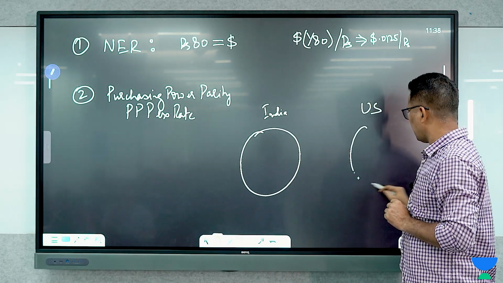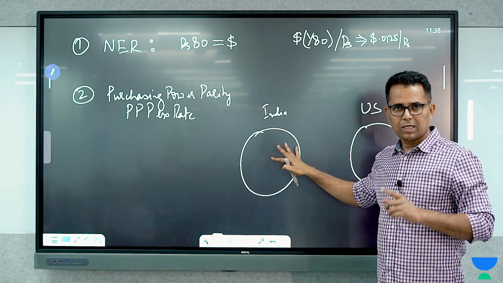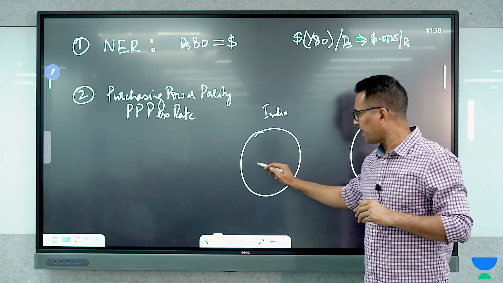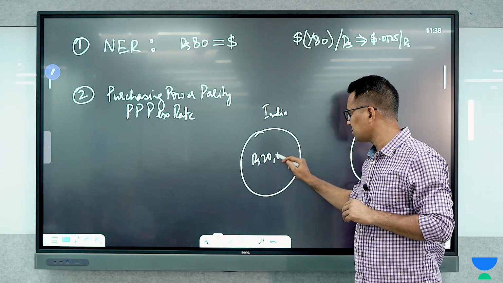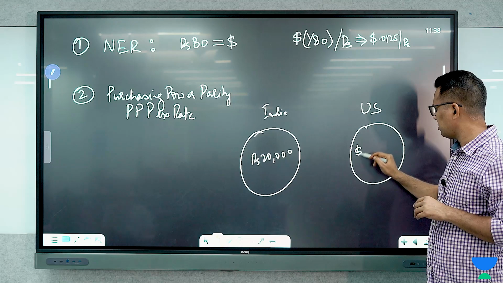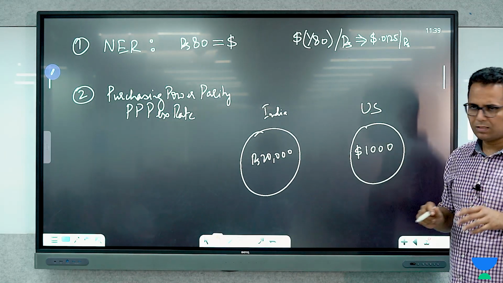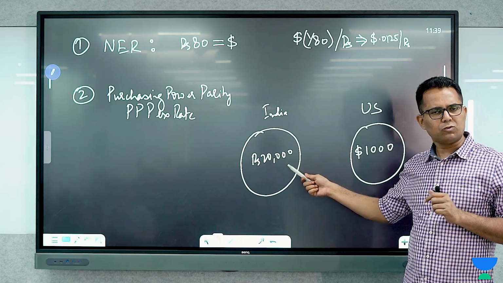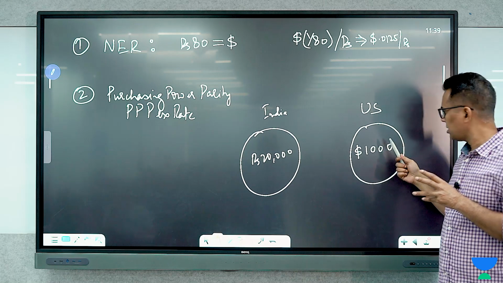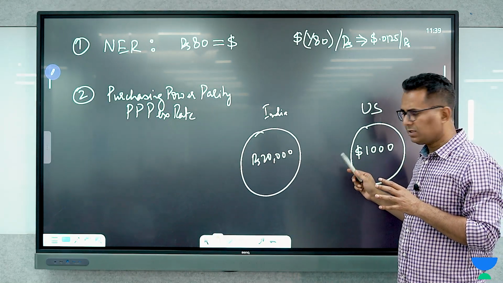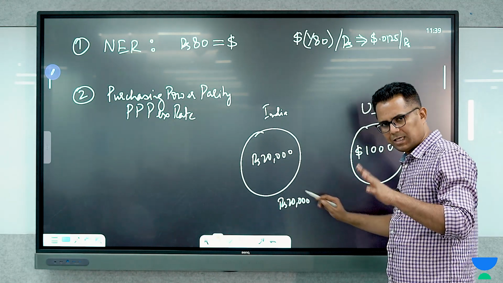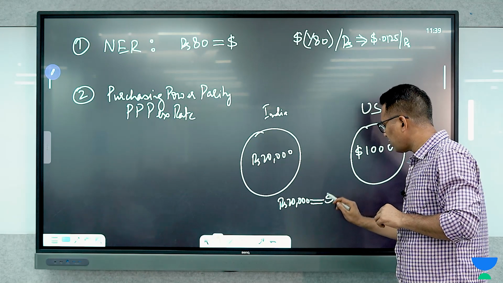Now here you took a basket of commodities. Now you have to take the same basket here. The basket should be the same. Now if here the price is rupees 20,000 and here the same commodities are costing $1,000, that means whatever you can purchase in rupees 20,000 in India, the same item, the same basket, you can purchase in $1,000 in US.